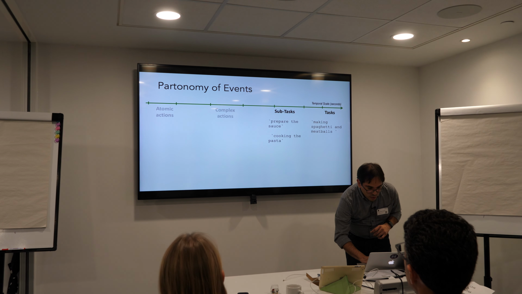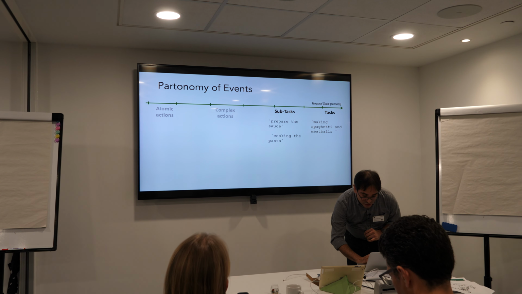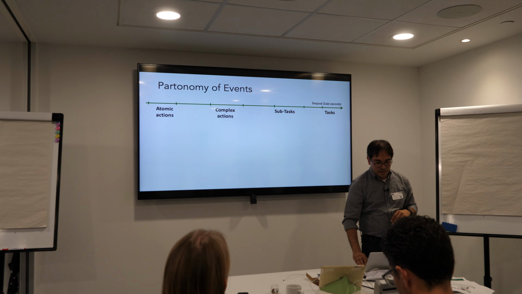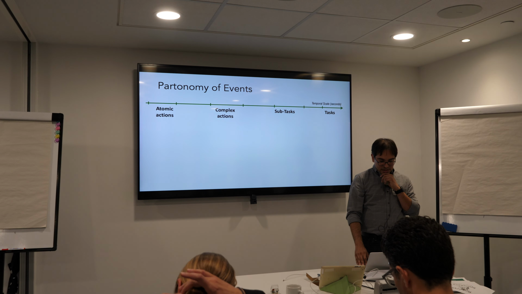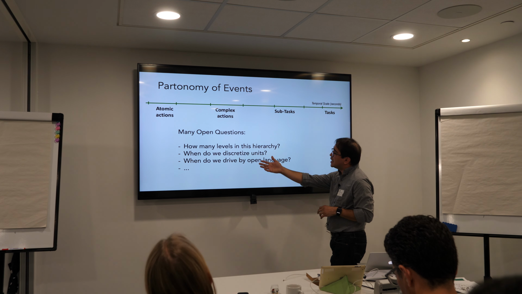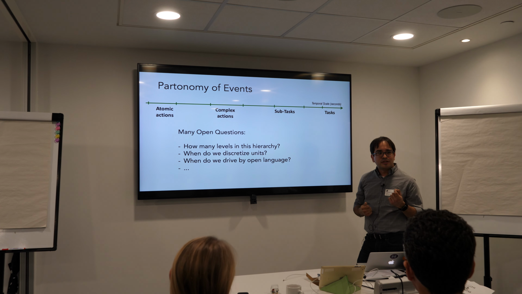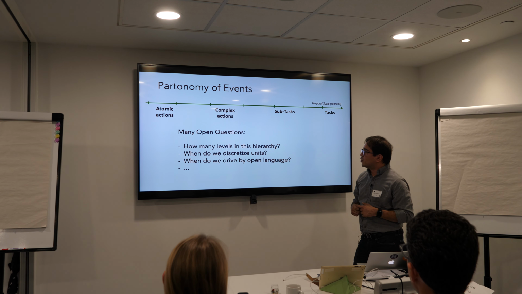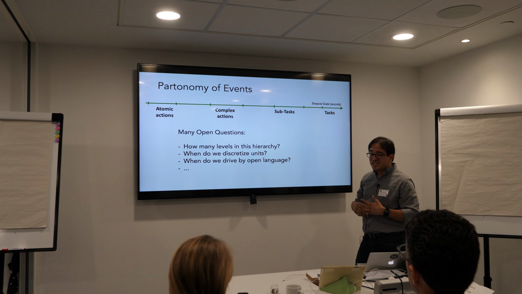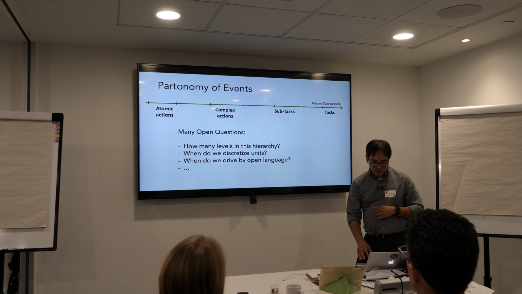All right, so I had one more thing to talk about, but I'm going to skip that, given that time is short. I'm going to finish up by saying that there are many open questions. Looking back at this partonomy of events, there is clearly a lot to be explored. To me, it's important to think about how many levels we need in this hierarchy. How do we define those levels? When do we use discrete units or tokens? Or when can we use language to drive understanding? Is even this partonomy important or not? I think those are interesting questions to think about for video understanding.